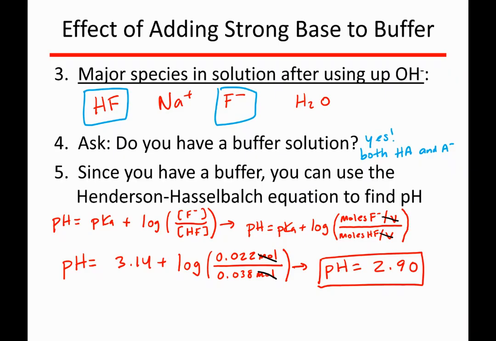If you got a number lower than the initial pH of 2.84, that would tell you that you made a mistake somewhere. All right, so that brings us to the end of this example. In the next example, we'll take a look at what happens when you add a strong acid to a buffer solution.